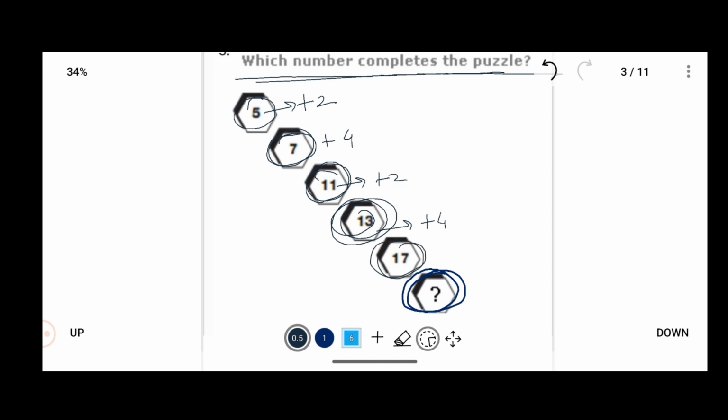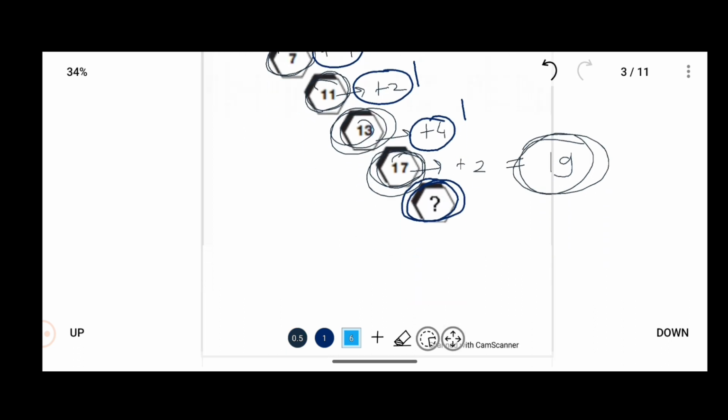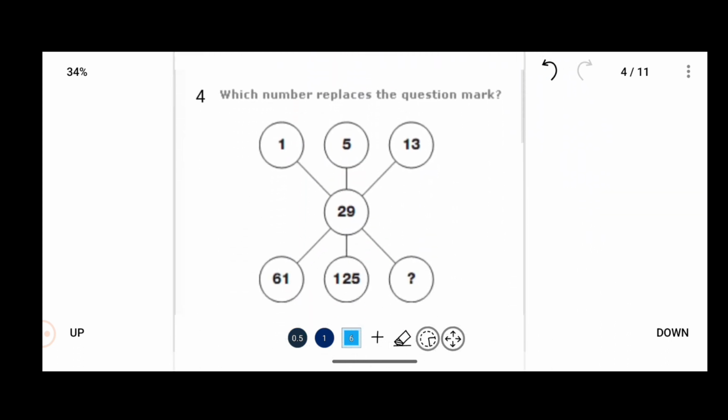So you can observe here that there is a pattern. Okay, 2 4 2 4, similarly, right? So 2, then 4, then 2, then 4, then what will be coming here? So after 17 you have to add 2 to it. So 17 plus 2 is equal to 19. So 19 will be your correct answer, right? So it was an easy one. Now let's see the next one.